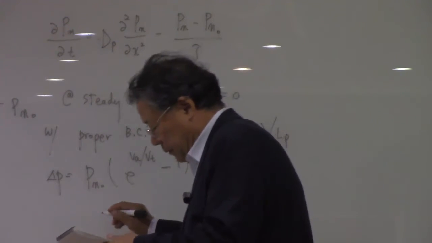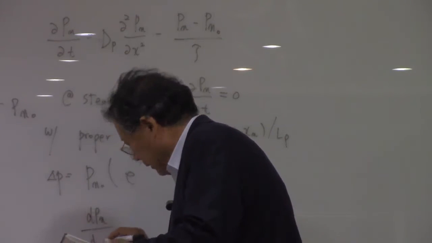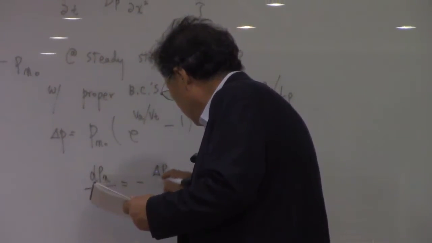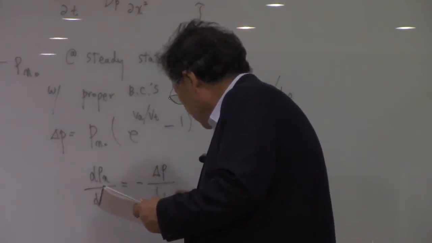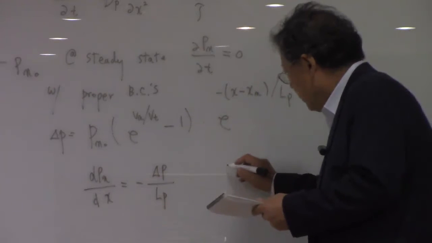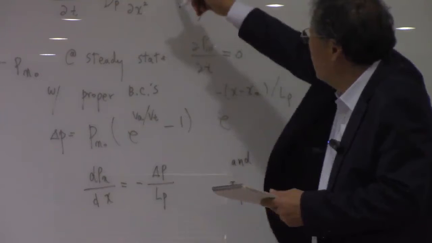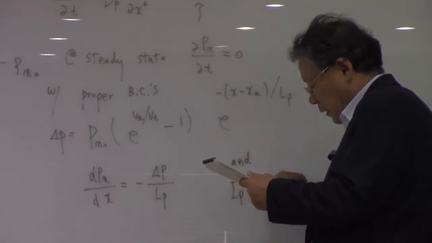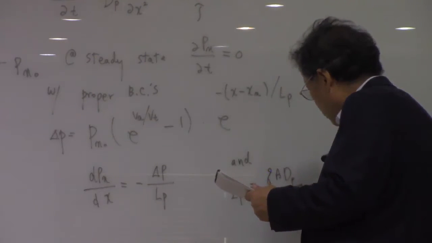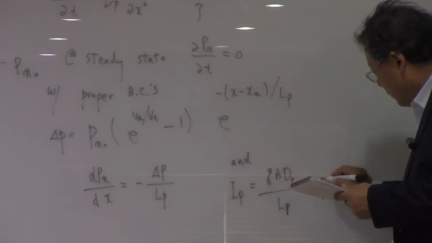And dPn over dx now is going to be delta P over Lp. And if you put that into the first equation there, the current that you can get now is going to be related to the diffusion coefficient and the characteristic length in this fashion, times delta P.